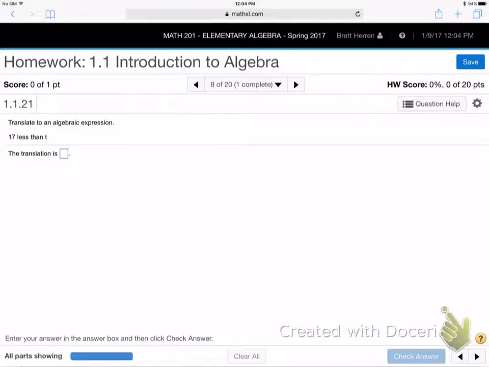Okay, so translate to an algebraic expression. Can you all see that? 17 less than t. 17 less than t. So how do we write that in the language of algebra? T minus 17? Is it t minus 17? Yes. Or is it 17 minus t? No. How do you know? Does it matter? Or are they both good?